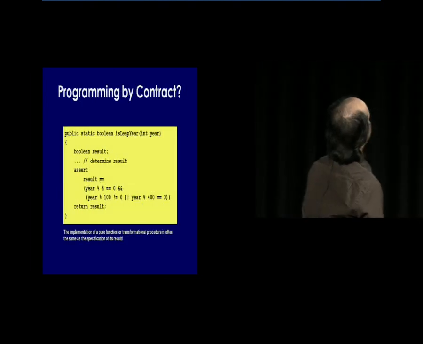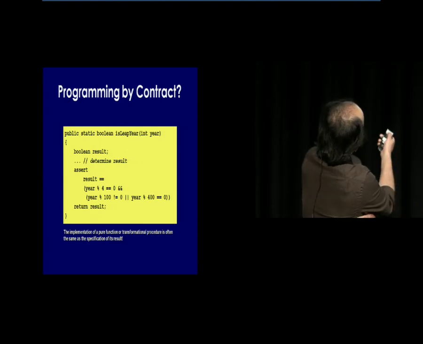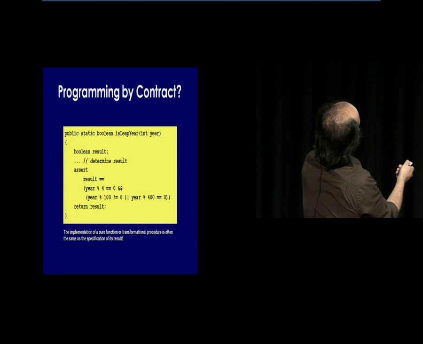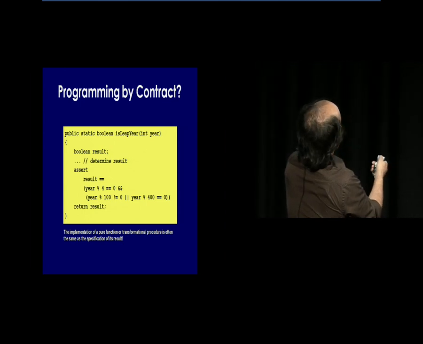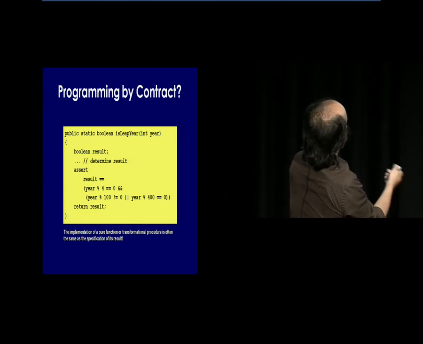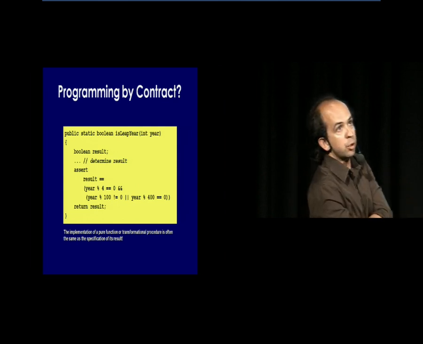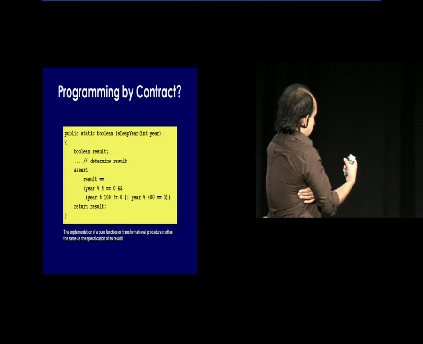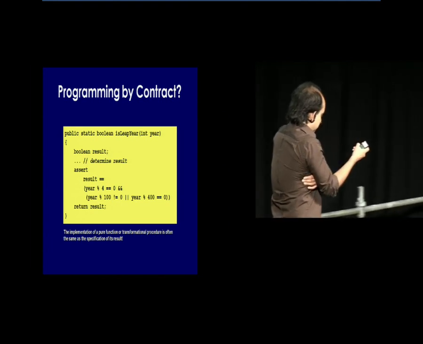And the notion here is, when I look at this piece of code, leap year, there's the result. You figure out the result. This is the code you've got to implement. And then you assert that something must necessarily be true, and then you return. That's the post-condition approach, or the post-condition aspect of this.